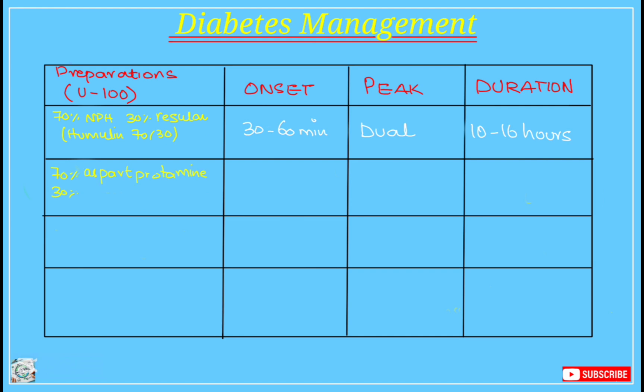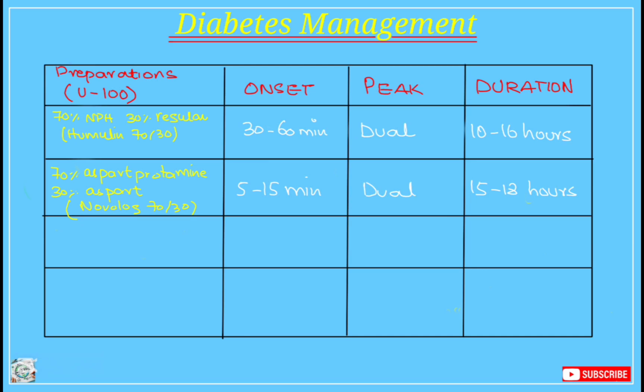Another preparation is 70% aspart protamine with 30% aspart, which is found in the Novolog 70/30 preparation. The onset of action is about 5 to 15 minutes, with a dual peak, and a duration of 15 to 18 hours.